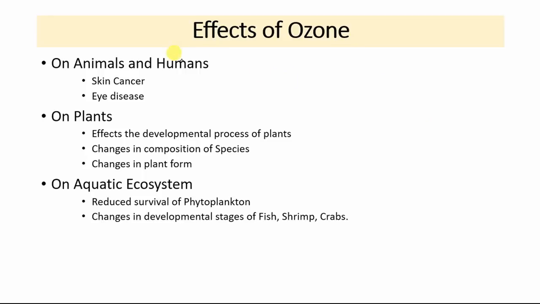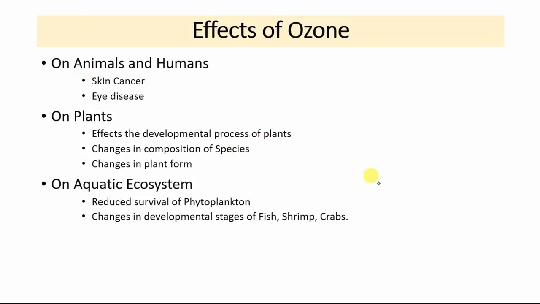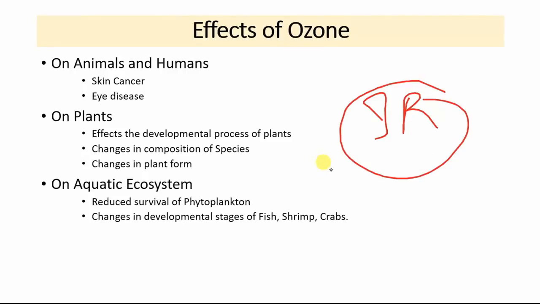Let us move on to last part of the ozone, that is effects of ozone depletion. How does it affect animals and humans? One is they cause skin cancer and eye disease. UV rays have shown in experimental systems to damage cornea of eye and lens of eyes. UV rays decrease immune response to cancer cells.